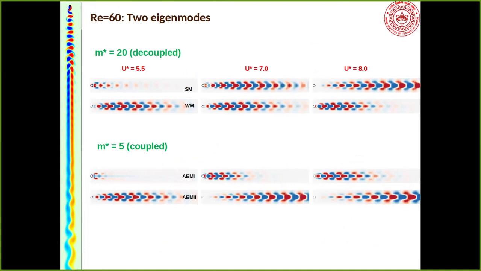And this is how the eigenmodes look. These are the decoupled modes. This is the structural mode as it evolves with U star, and this is the wake mode as it evolves with U star. And if it is coupled, it evolves like this. I don't want to bore you with more details. If you are interested, you can read the paper. I've given you some positive hints.